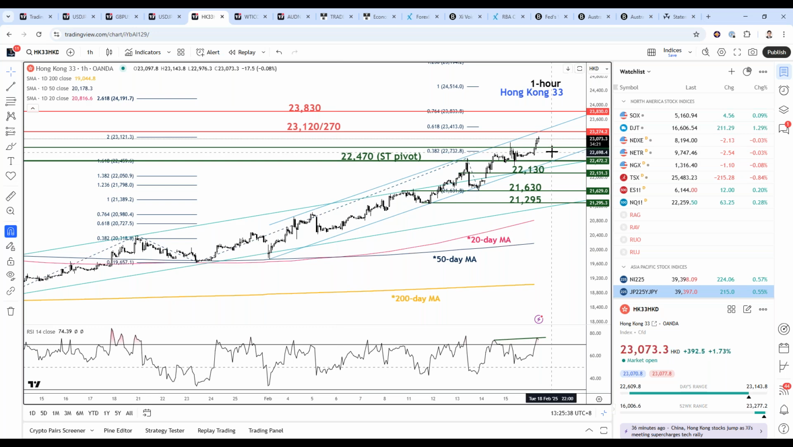Only an hourly close below 22,470 and a breakdown below it invalidate today's intraday bullish bias to potentially kickstart a minor mean reversion decline scenario, exposing the next near-term support level at 22,130, followed by 21,630 slash 21,295 level. All right, so that's for the Hong Kong 33, using a short-term pivotal support level for today at 22,470 to maintain that intraday bullish bias.